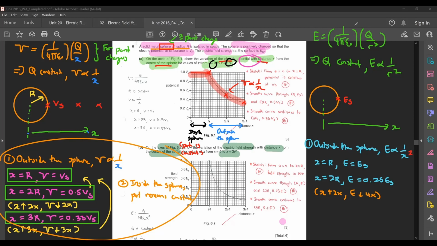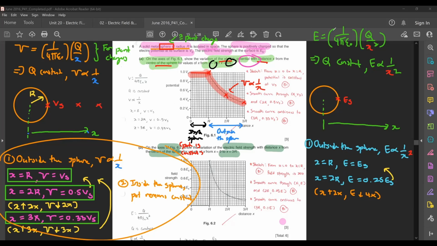I overlooked this. I shouldn't write this as R, I should have written it as x, following what the question wanted. So if your x increased by 2 times, your E must reduce by 4 times. The reason is that there is a square term here, so you need to divide by 4 when compared to the first set of values.